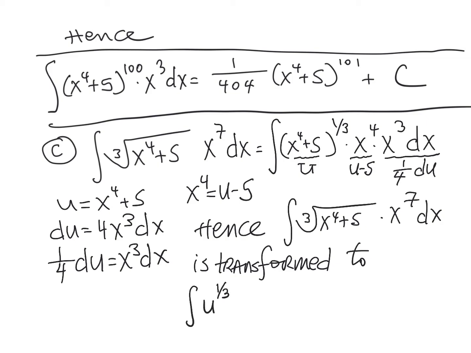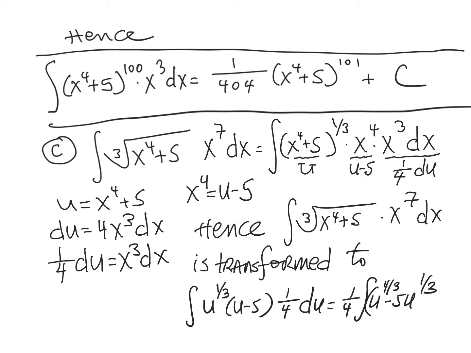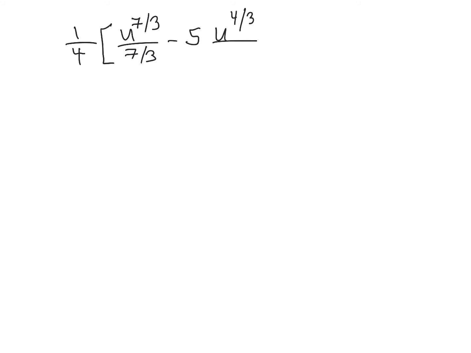So we have u to the 1/3 times u minus 5 times 1/4 times du. And this is 1/4 times the integral of u to the 1/3 times u, which is u to the 4/3, minus 5 u to the 1/3. It's the difference of two basic integrals. And again, all we need is the power rule of integration to evaluate it. Okay, so this is 1/4 u to the 7/3 over 7/3 minus 5 u to the 4/3 over 4/3. And then we can add a c.